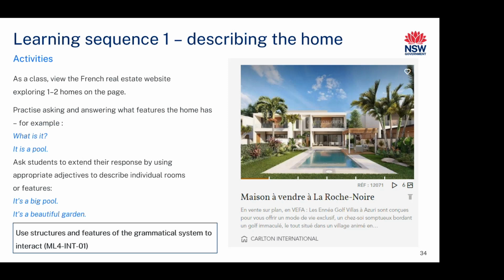Lastly, as a class, view the French real estate website, exploring 1 to 2 homes on the page. Practice asking and answering what features the home has. Ask students to extend their response by using appropriate adjectives to describe individual rooms or features. This addresses this interacting content dot point.